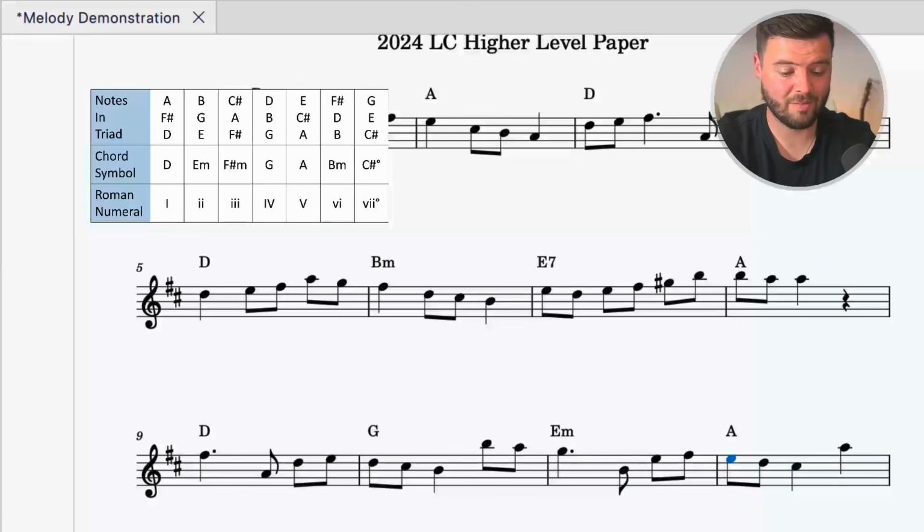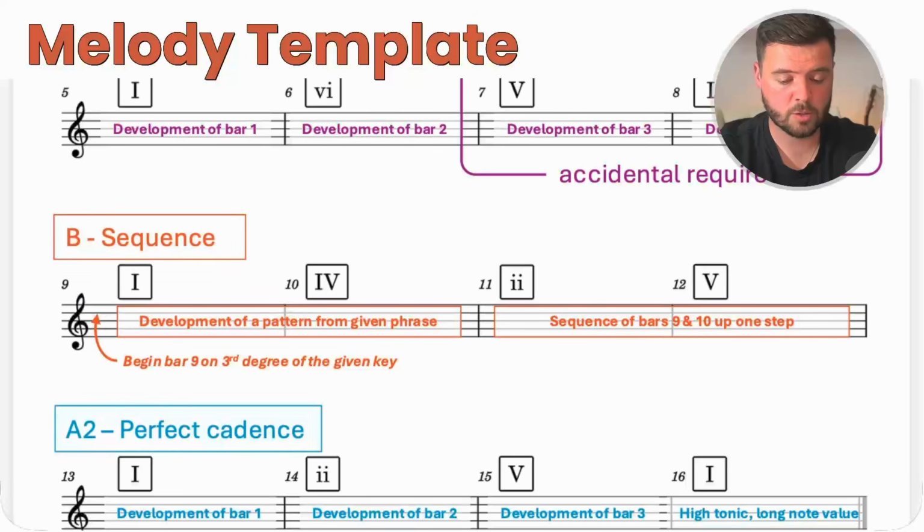And then we're on to the very last phrase. So just a quick recap of the sequence. Chords 1 to 4 in bars 9 and 10. It must begin on the 3rd degree of the given key. And whatever pattern we have in here, we do a sequence of it up 1 step, and always up 1 step in bars 11 and 12. You might alter bar 12 depending on what way the melody finishes out to suit your needs, which is completely normal in a sequence idea.